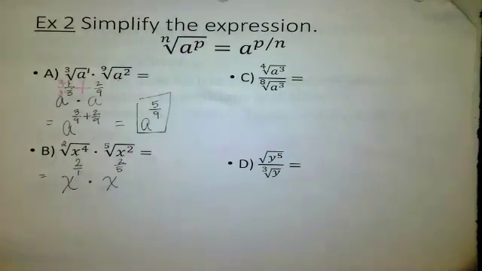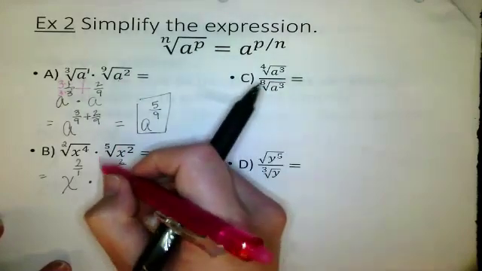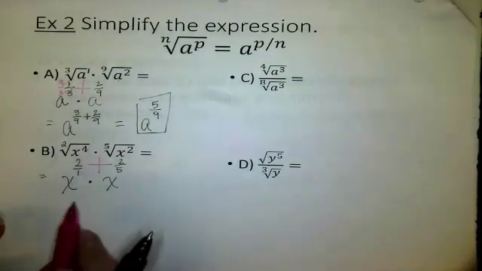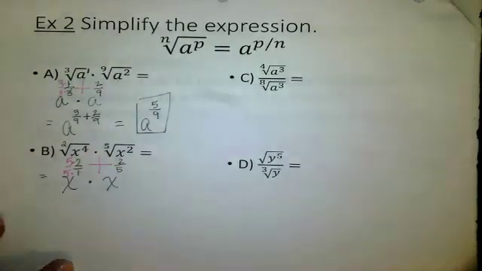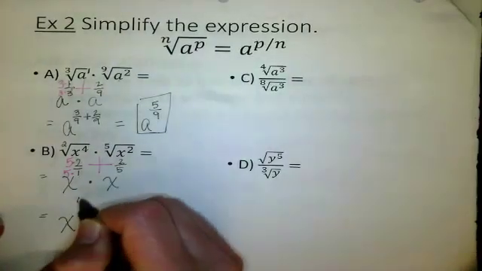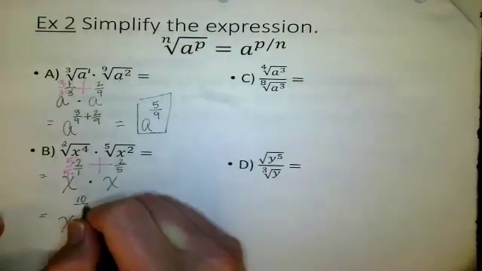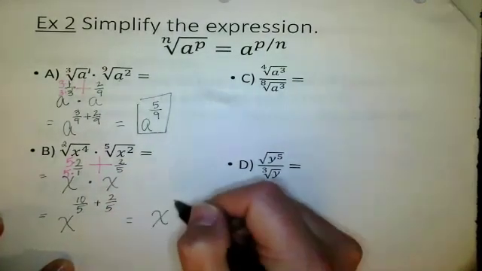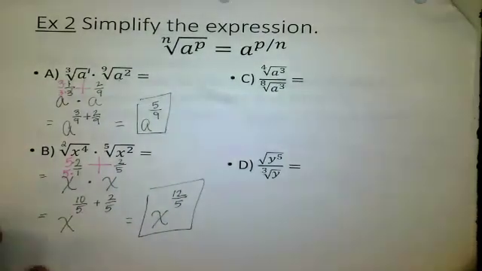What are we going to do to their exponents? We add them, but we need a common denominator. So I'm going to do what? Multiply by 5 here, top and bottom. So we get x to the 10/5, plus 2/5, which is x to the 12/5, which is a great answer.